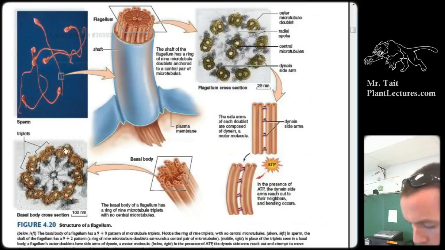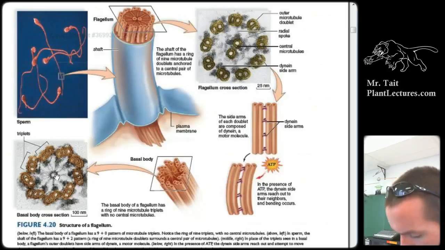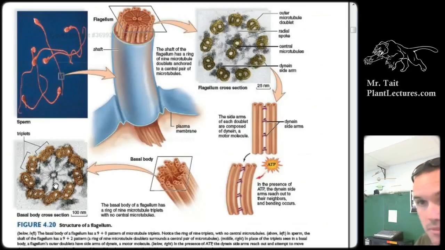So if we start up here, we got 1, 2, 3, 4, 5, 6, 7, 8, 9 bundles on the outside. These are in triplets, right? And then down here, you can see in the center, there's nothing. And so this is 9 plus 0 pattern, okay? And the way that this works is this is going to control the type of movement that these things have, okay? So let's talk about their movement here.